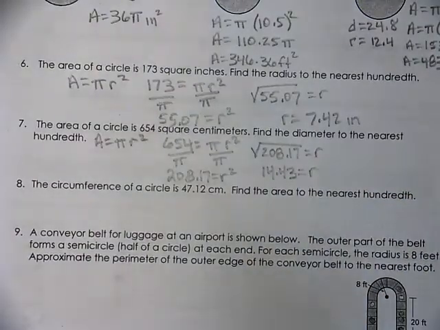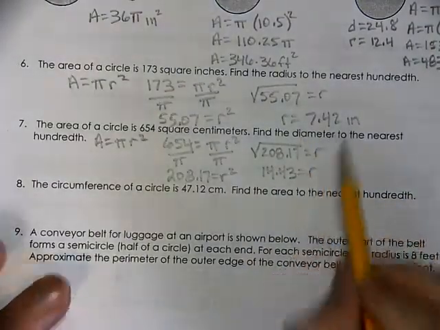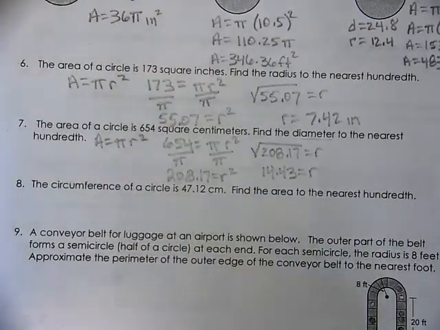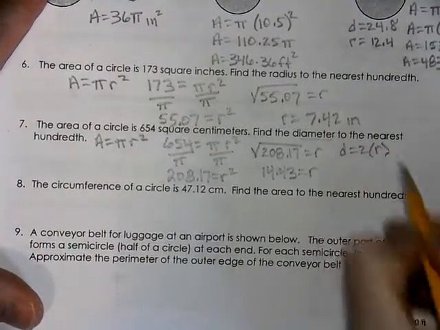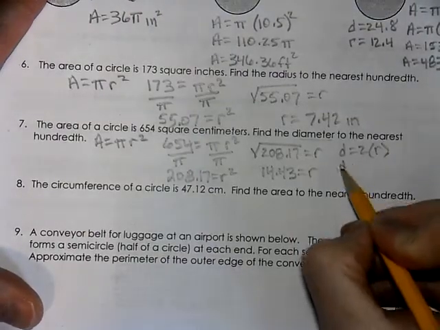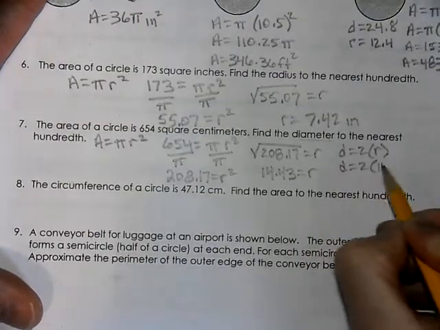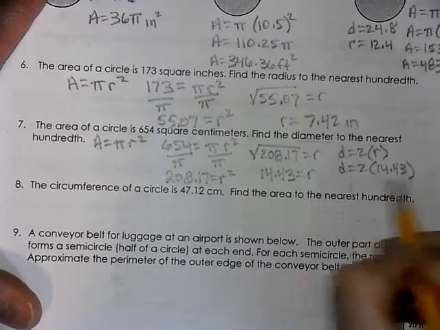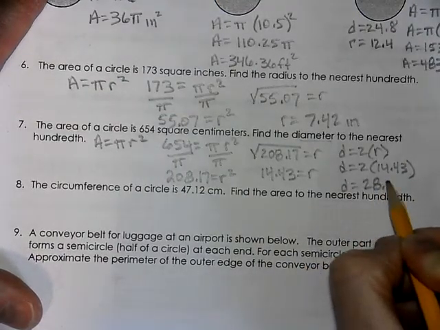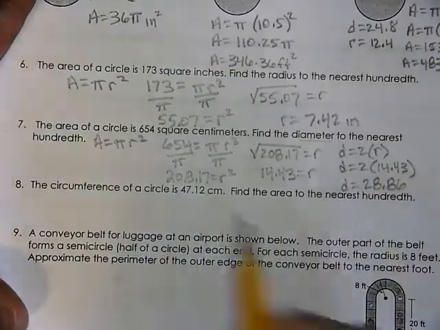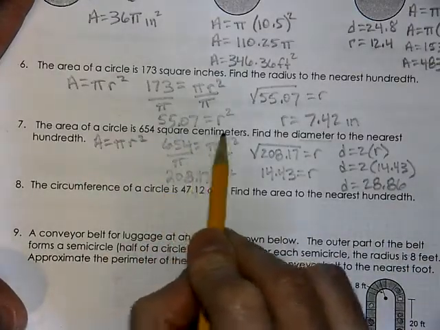That's our radius. Well, it asks us to find the diameter. Be sure to answer the question. The diameter is 2 times the radius. So the diameter is going to be 2 times 14.43, which is going to be 28.86, and our units are centimeters.